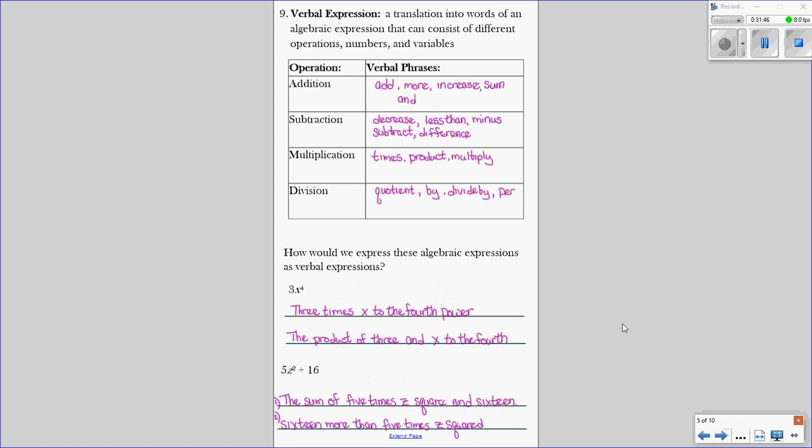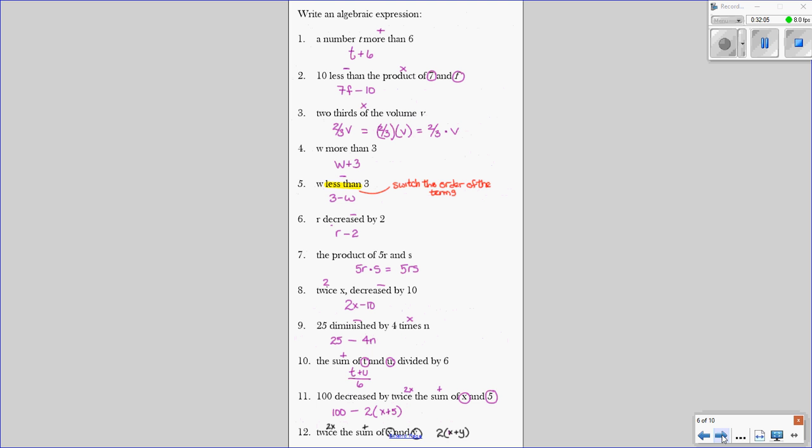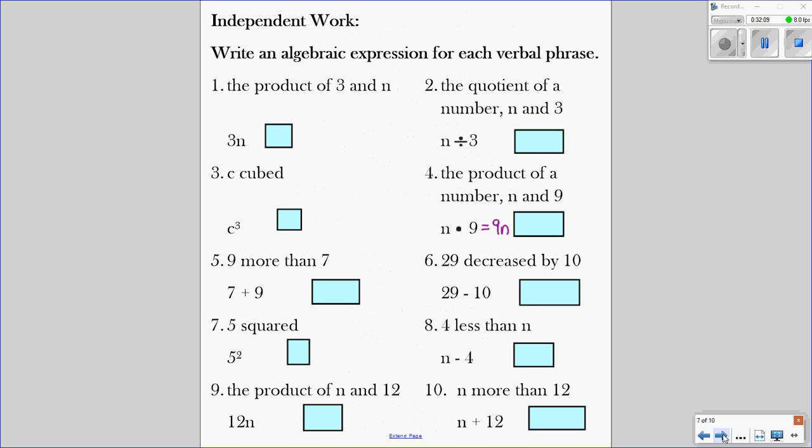And we also learn verbal expression. Basically, you have an algebraic, you turn it into a verbal expression. That means words. And then there's different clue words that you can use in order to translate it to addition, subtraction, multiplication, and division. So we did a few examples of that. Again, it's something that you have to do practice in order to get used to.